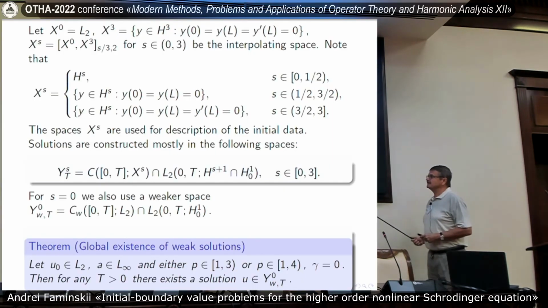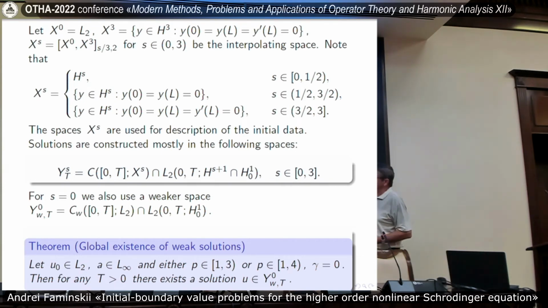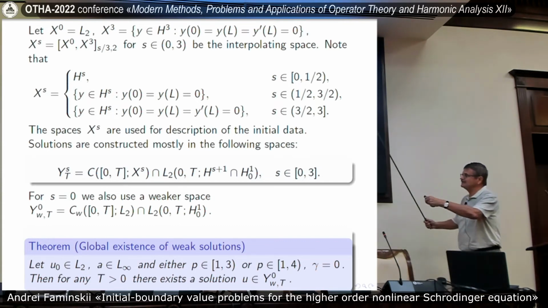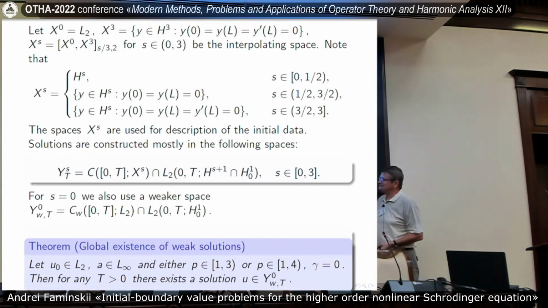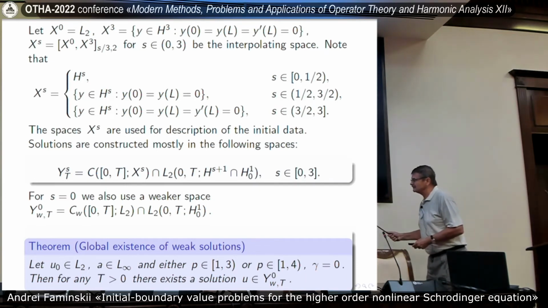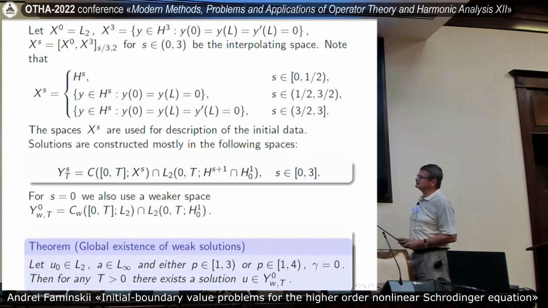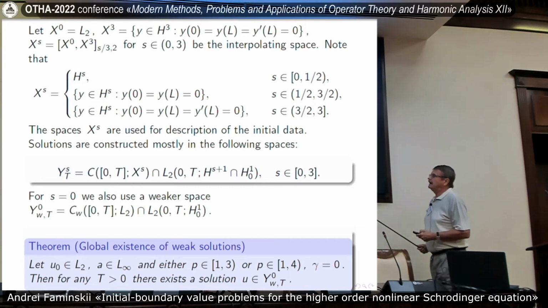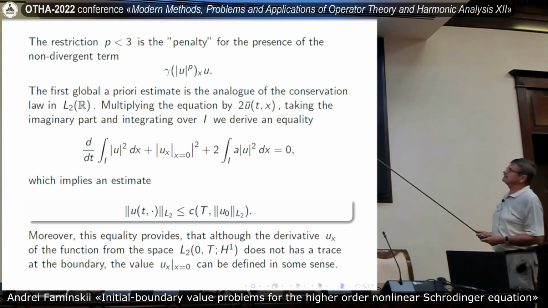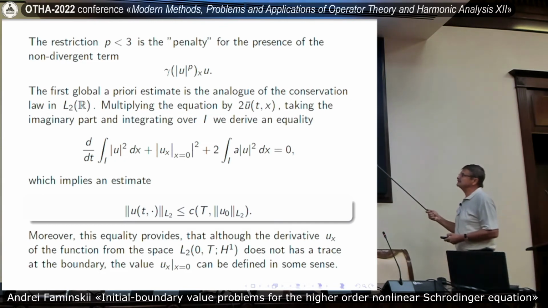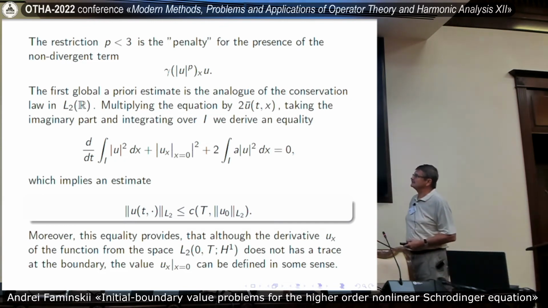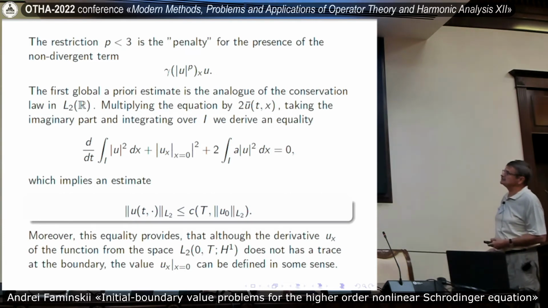And the first theorem is the theorem on global existence of weak solutions. If u0 is from L2, a is from L infinity, now, for these results, this damping term can be absent. And either p is from this interval, or if gamma is equal to 0, then this interval can be enlarged. Then for any T, there exists a solution from this space. So this restriction, p less than 3, is the penalty for the existence of this non-divergent term.